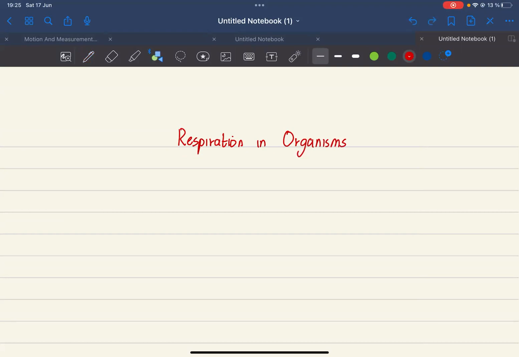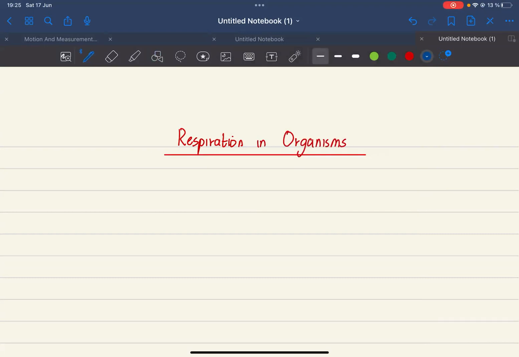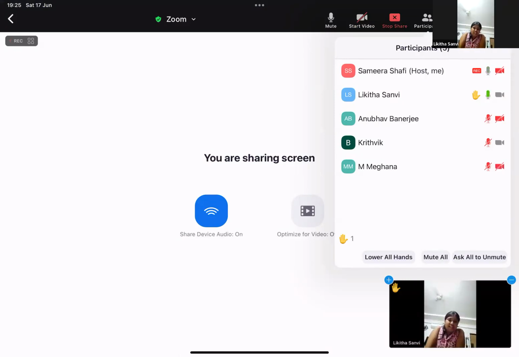Meghna, can you tell me what respiration is? Anubhav? Ma'am, can I tell? Yeah, sure. Ma'am, exchange of gases like breathing in and breathing out. Okay, very good.